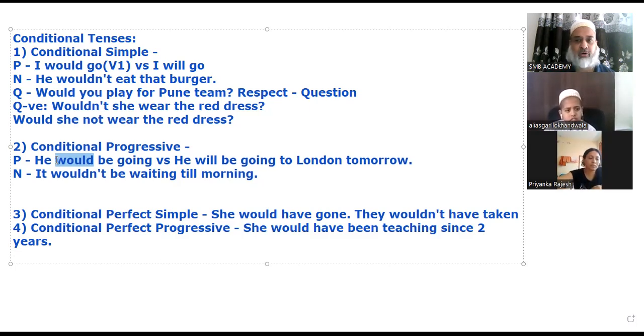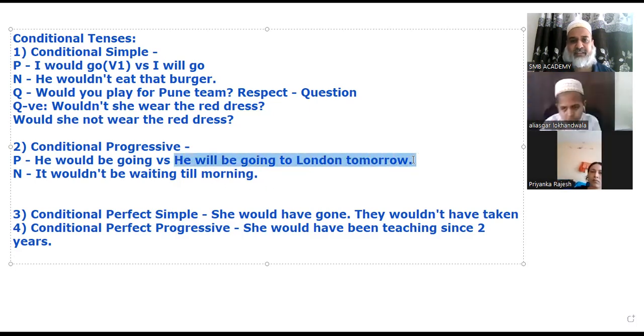Maybe tomorrow he will not go, because if the weather is bad, the flight will not take off, or maybe he will not get a ticket, or his plan would get cancelled. Many things can happen. So that's why we say would. But if it is sure, then what do we say? Will.